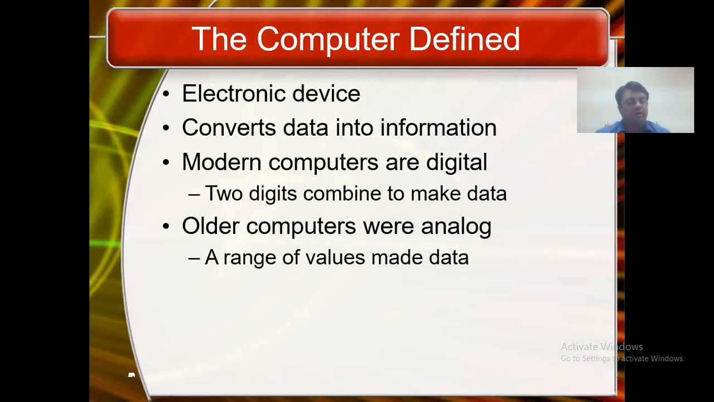So from a definition point of view, we define a computer as an electronic device that is used to convert data into information. There are two or three things involved in the definition of the computer. First thing is that this is an electronic device. We call every device an electronic device which requires electricity to switch on. Second important thing is that it is an electronic device which converts data into information.